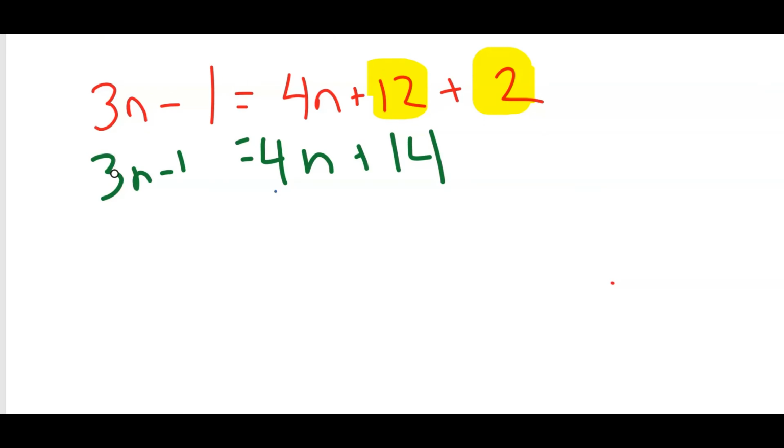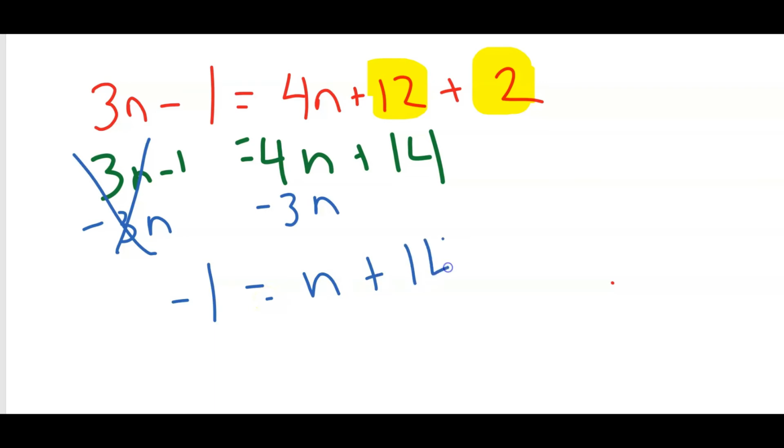So, I'm kind of looking at 4n and 3n. Which one should I move? Because I'm trying to get n by itself. Well, 3n is the smaller one, so it would actually be easier for me to just subtract 3n so I don't end up with a negative n. And that leaves me with negative 1 equals n plus 14.